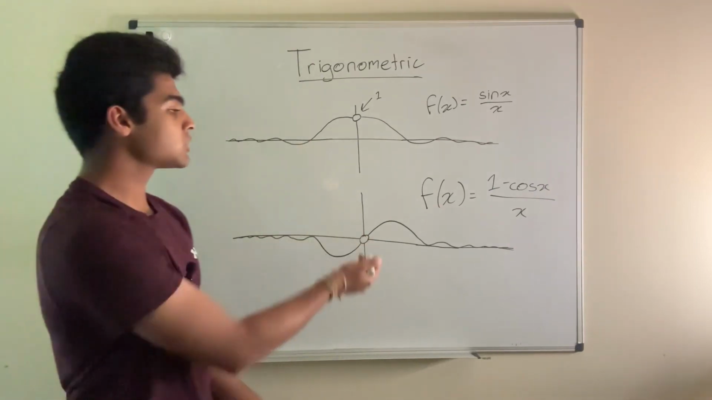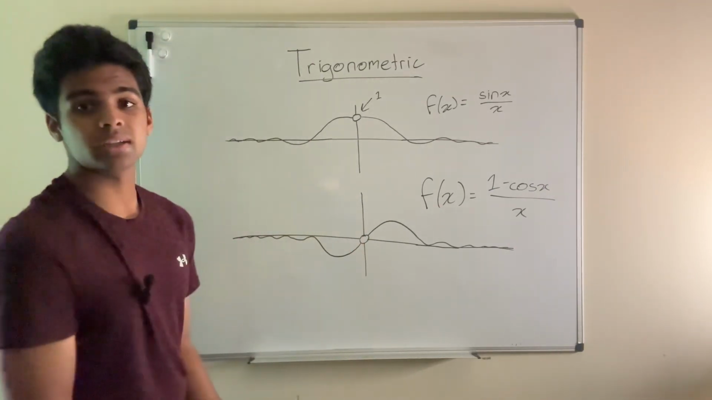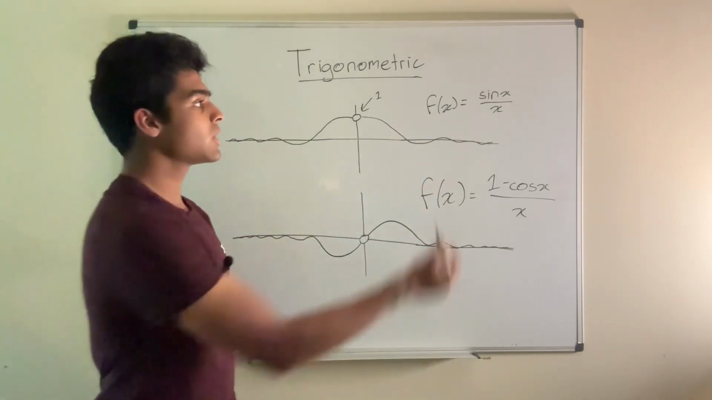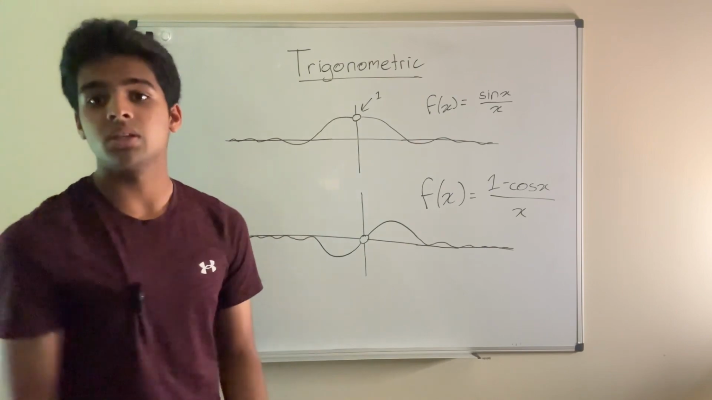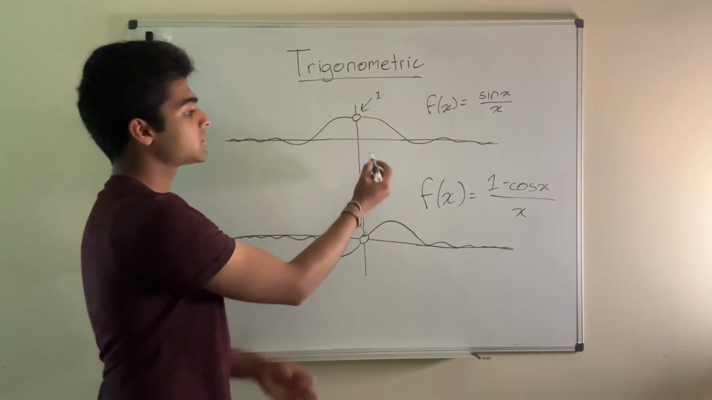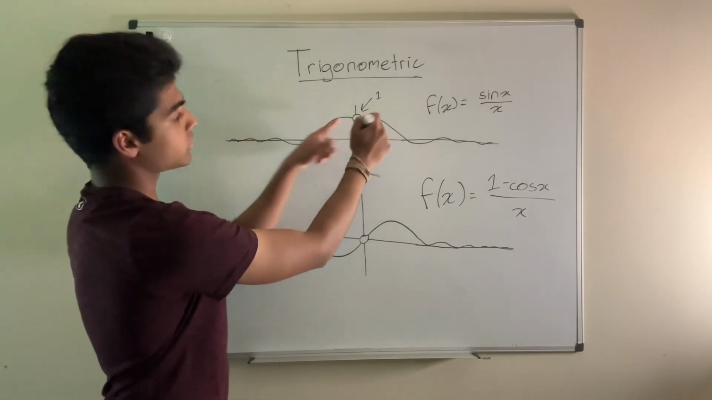Now for both functions, we can see that f is not continuous at 0 and the value does not exist. This is because if we plug in 0 to both these equations, we get the form 0 over 0, which is the indeterminate form. Now here we can see that as x approaches 0 from both sides, y seems to be approaching 1 right here.